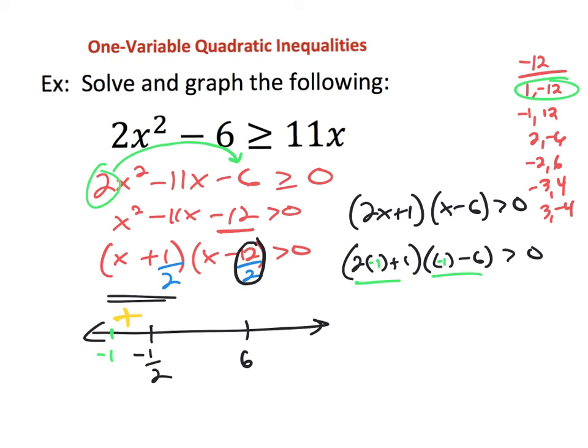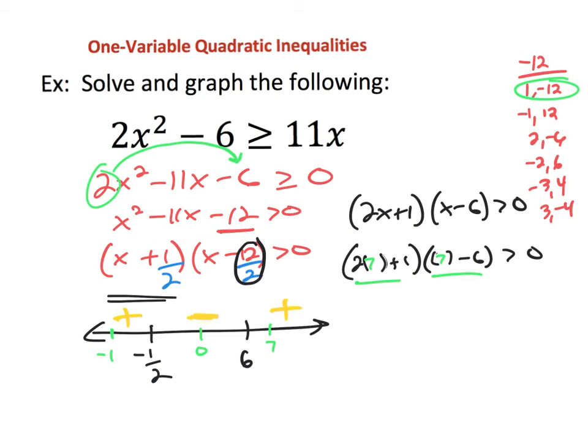If I plug in 0, which is another nice one to plot between those 2 points, for that parenthesis, I get 1 times a -6, and so that's a negative number. And if I plug in something bigger than 6, like 7, so if I plug in 7 now for x, I get a positive 15 times a positive 1, so that's going to be a positive number.